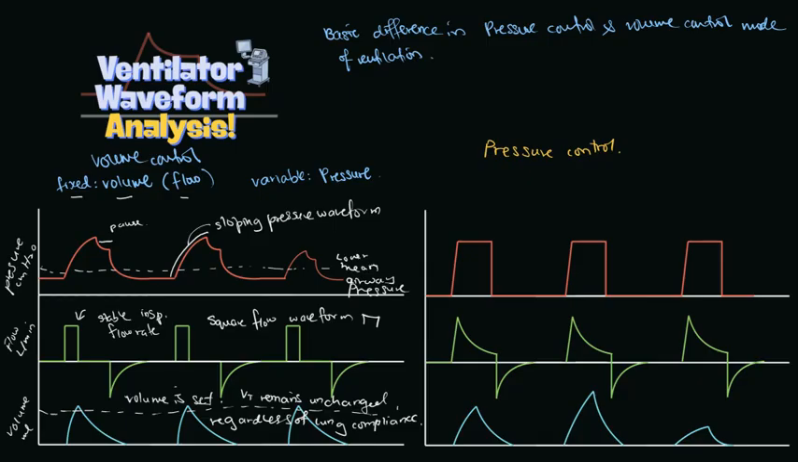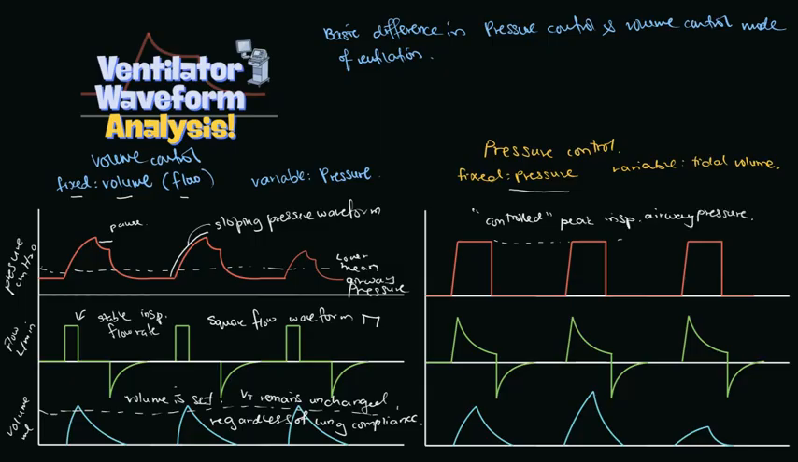Next, we're going to talk about pressure control waveform. So what is fixed in pressure control ventilation is the pressure. And what varies, the thing that we need to monitor, is the tidal volume. Okay, so since the fixed value in pressure control is pressure, so you have a constant pressure in every breath. So you have a controlled peak inspiratory airway pressure. So in pressure control, the pressure waveform will have a square waveform.